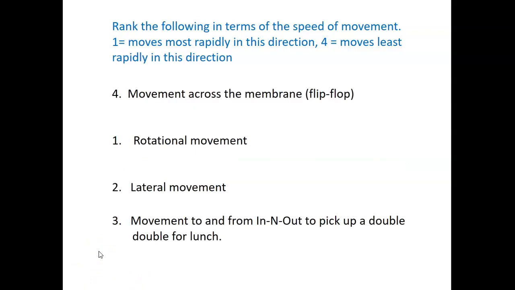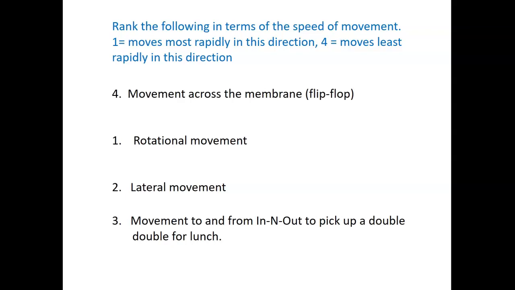The fastest type of movement for phospholipids is their rotational movement, the fact that they are rotating around an axis. The second fastest movement within the cell membrane is the lateral movement of those phospholipids. They're moving all throughout their particular layer.